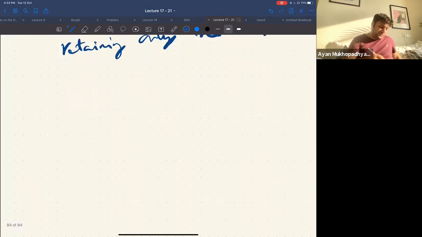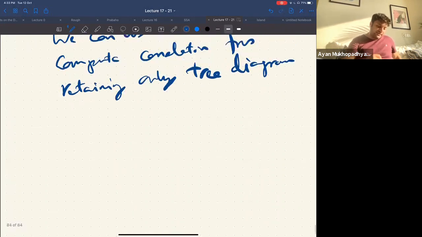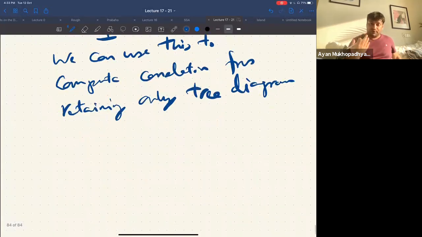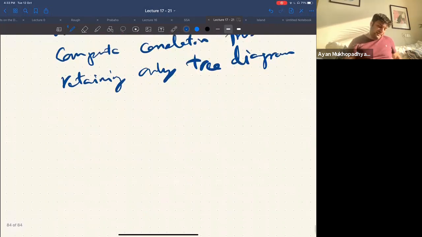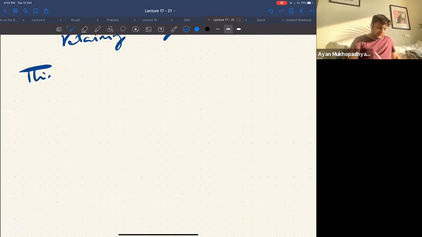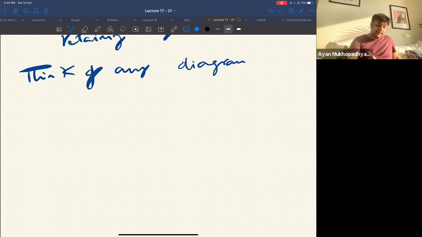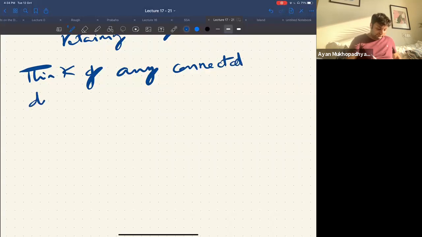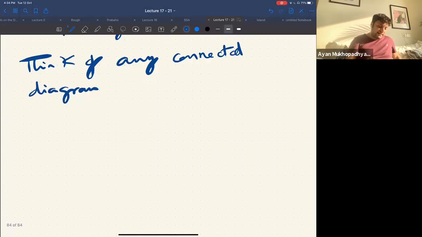But before I introduce the 1PI effective action, I already told you its physical meaning in my previous lecture. But let us try to look at more of an operational meaning for the moment, and then I will connect that to physics. So the operational meaning of it is as follows. Think of any diagram, any connected diagram. I'm looking now at a given connected component.